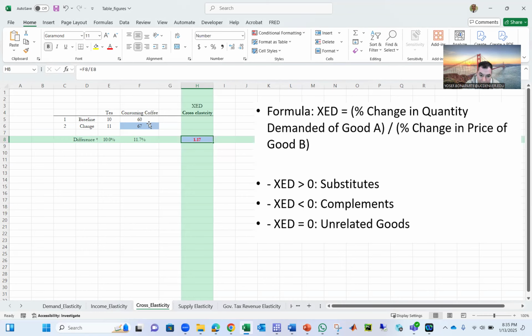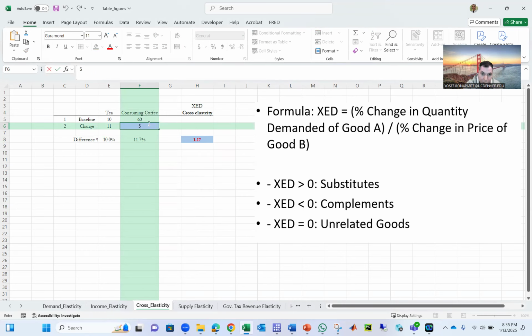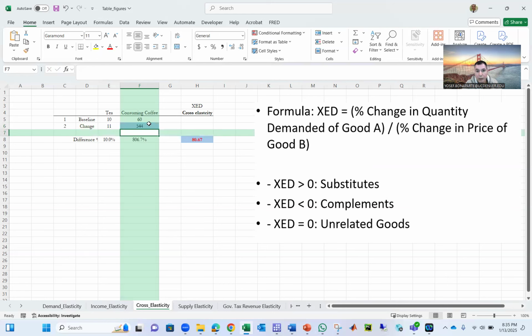But if it becomes 58 or, let's make it 56, for example, the cross elasticity is negative. Negative, that means a complement. So when you drink less tea, then you also drink less coffee. That, for example, could be like a burger and Coke. When the burger becomes expensive, you eat less burger and you drink less Coke, for example. That becomes a complement, with the others.